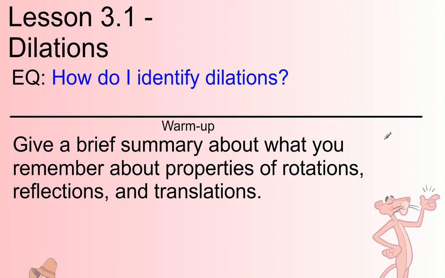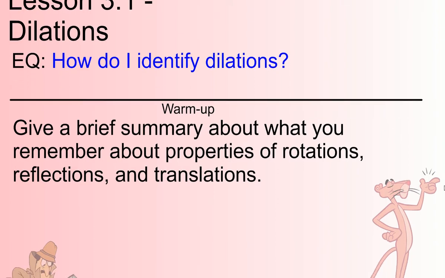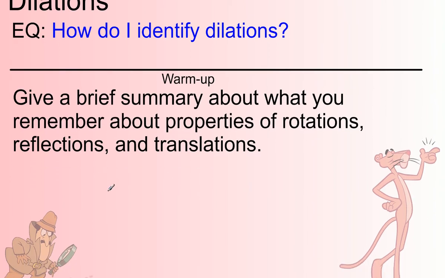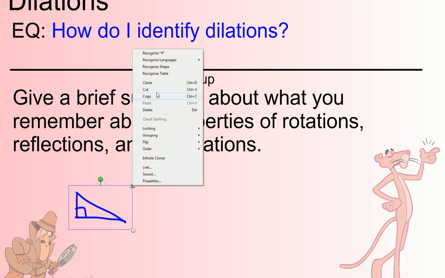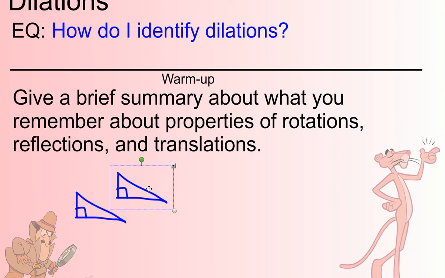So for the warm-up I have here, give a brief summary about what you remember about the properties of rotations, reflections, and translations. So you may remember that rotations are when you have an object, so I'm going to draw like a right triangle, something that's not symmetrical. And if you take that object and you rotate it around a point, that would be a rotation.